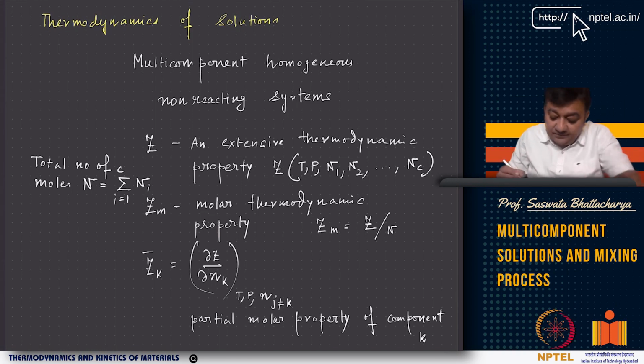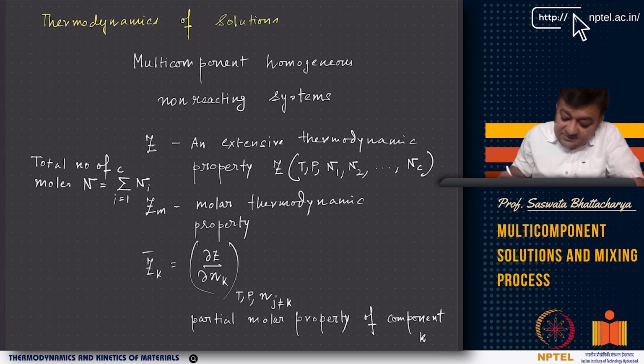So Zm is a molar thermodynamic property, and molar thermodynamic property means thermodynamic property per mole, right? It is an intensive quantity, so it will be defined as Zm equal to Z by N.